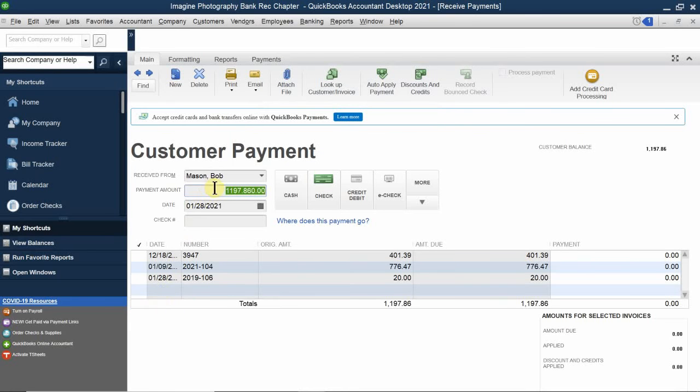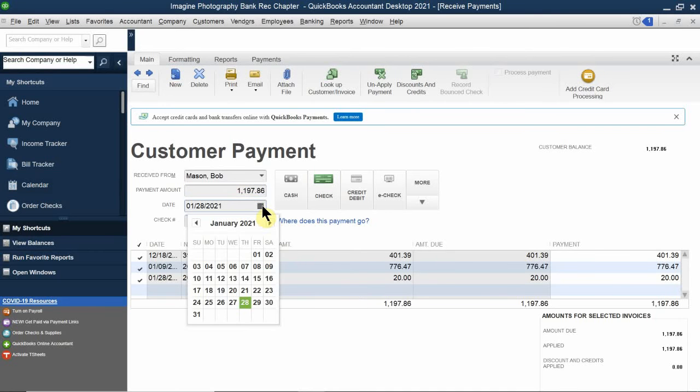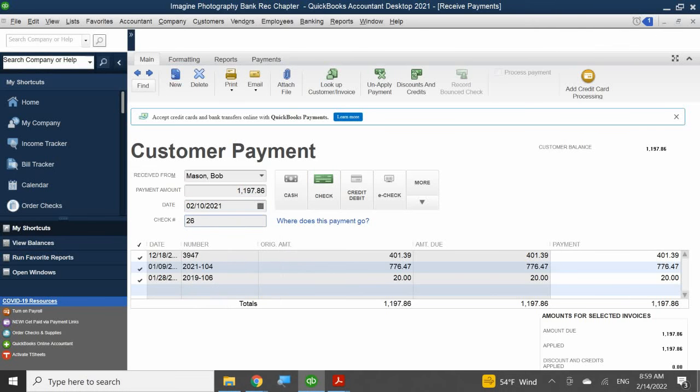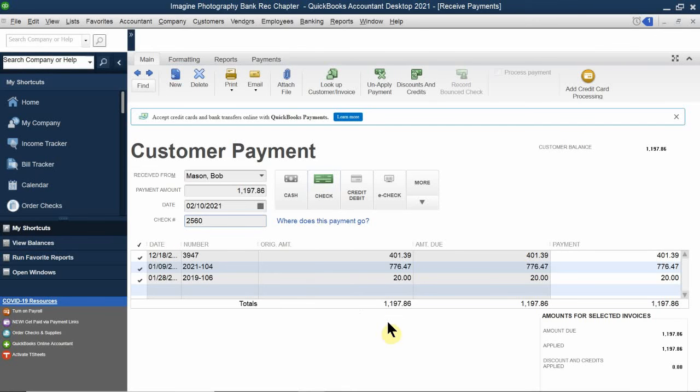So in this case, 1197.86. He's probably going to make a payment since he wrote the check on February 8th. So maybe he did it on February 10. Check number 2560. Doesn't matter what it is. And he wrote you another check for the $11.97, including the $20 fee that you had.